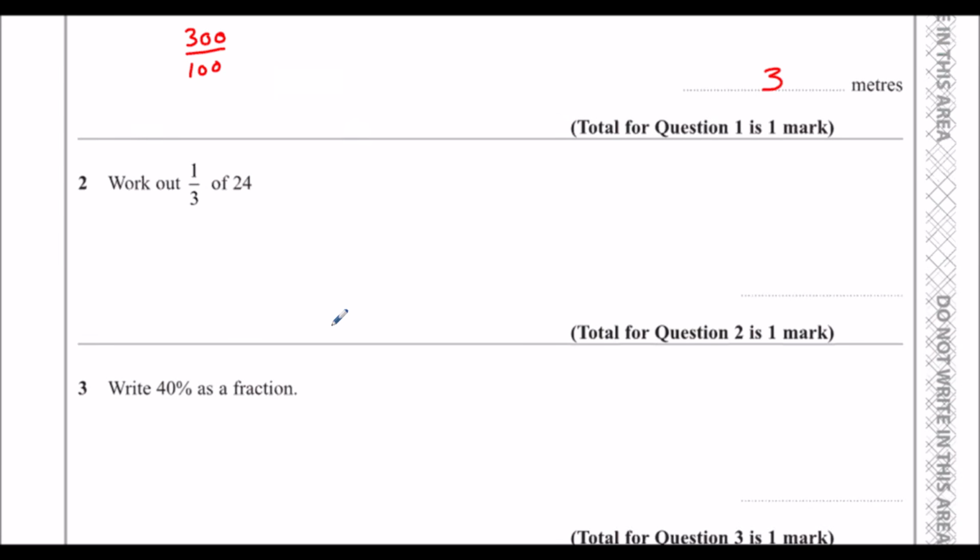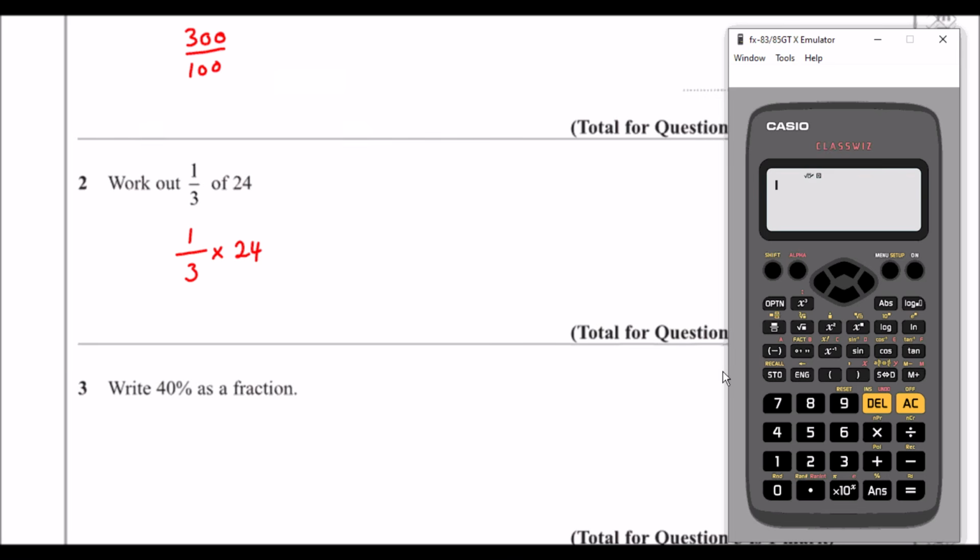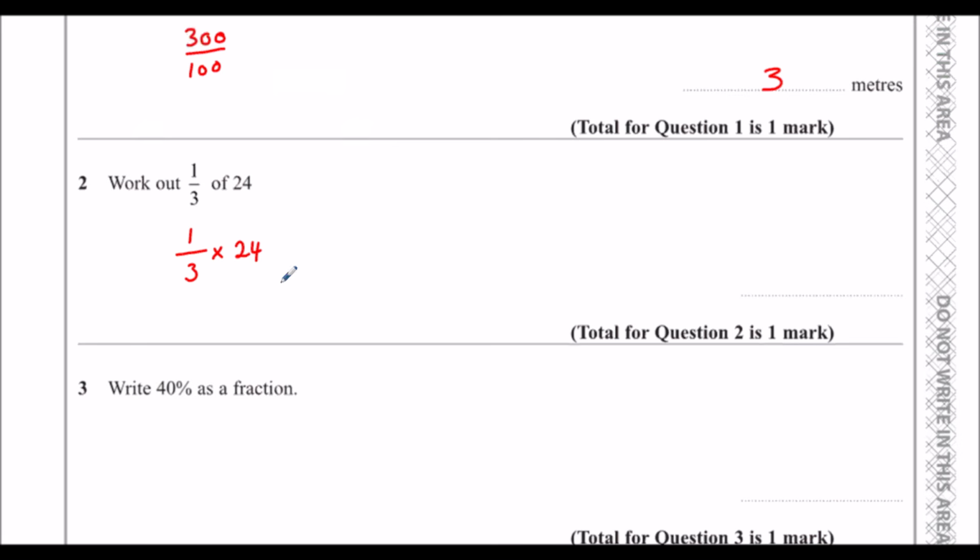Question 2. Work out 1/3 of 24. So when you have "of", you can write times on the calculator. So we want 1/3 times 24. So I'll use the calculator. 1/3 times 24 is 8. So that's the same as 24 divided by 3. To find a third, you can divide by 3.